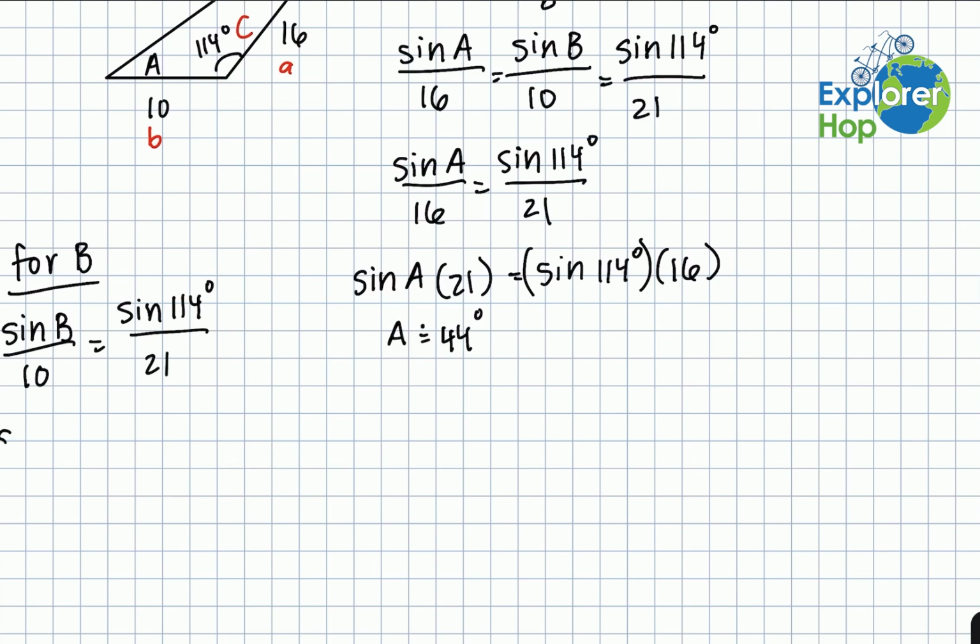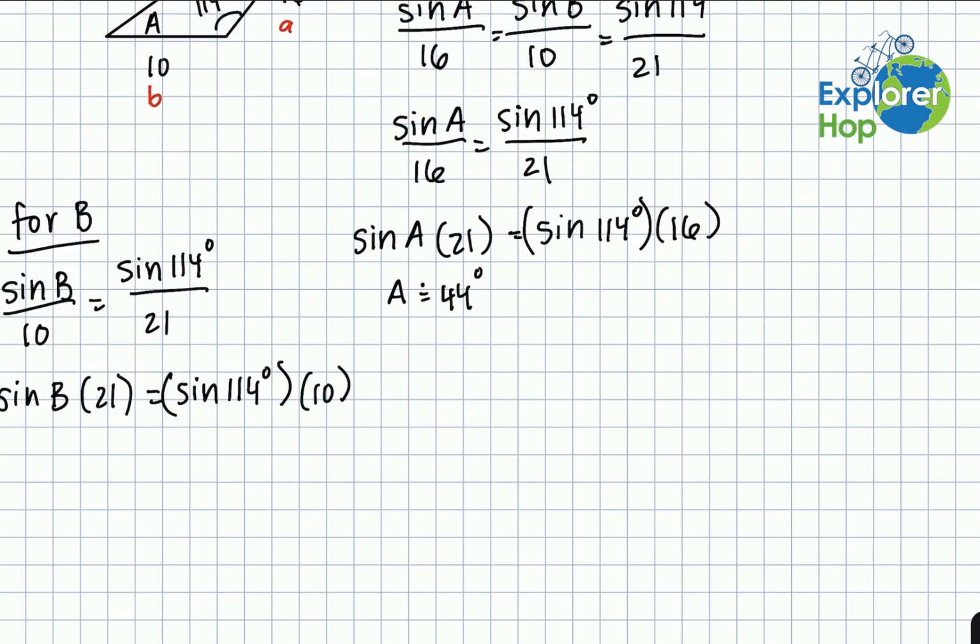And again, we can cross multiply. The sine of angle B times 21 is equivalent to the sine of 114 degrees, brackets, times 10. And again, if we multiply the right side and divide it by 21, we get the sine of angle B. And if we punch that value into our calculator using the inverse sine function, we see that angle B is equivalent to 26 degrees, approximately, give or take a couple.